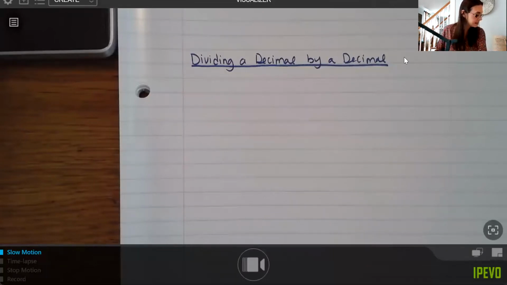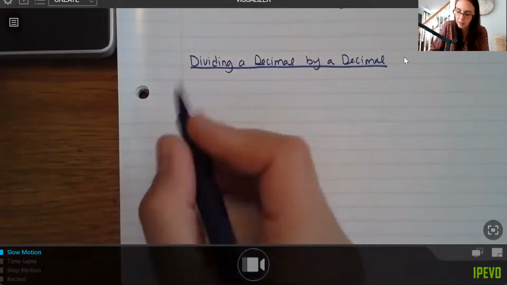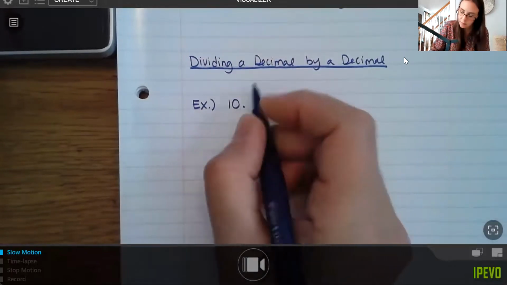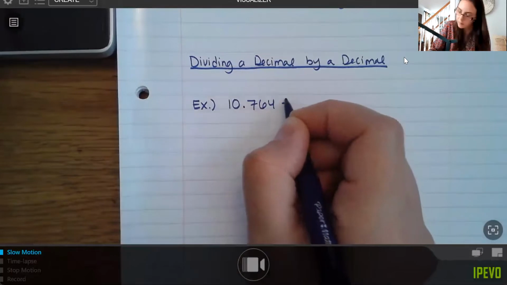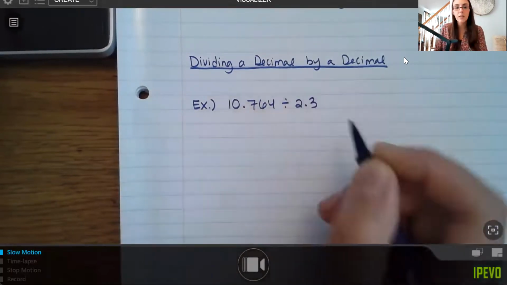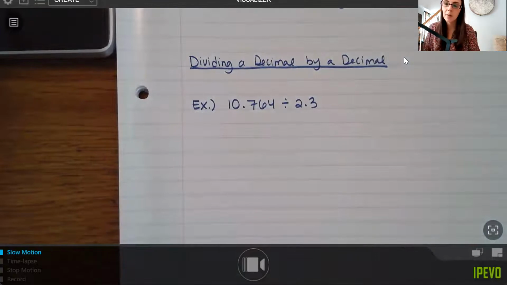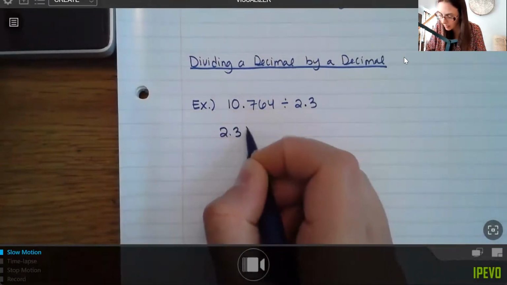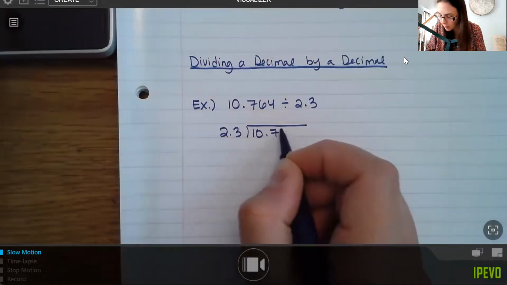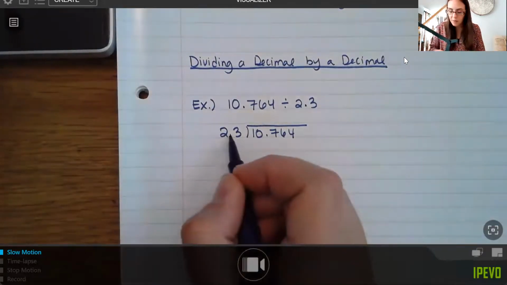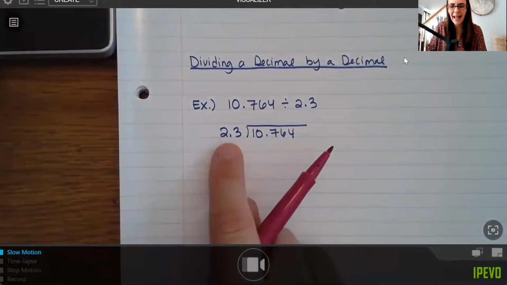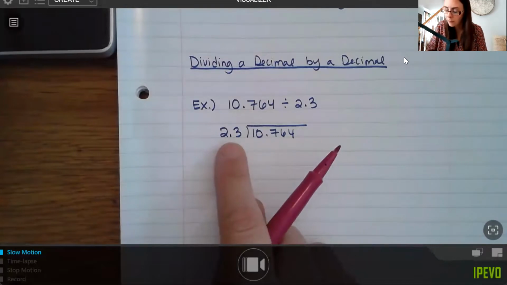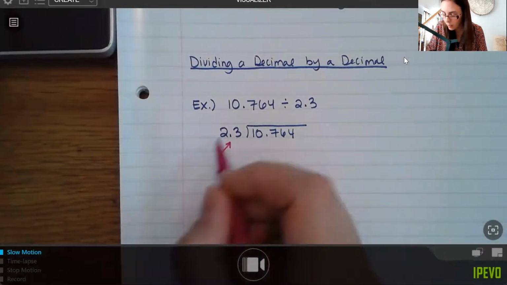All right, so I think this is easiest to see really just with an example. So let's do an example here. Let's do 10 and 764 thousandths divided by 2 and 3/10. So the way this is set up is 2.3 is on the outside, and then the 10.764 is on the inside. And what I've said before is it's really hard to think about how many times does 2 and 3/10 go into 10, right? That 3/10 is really weird for us to work with for division. So what we want to do is make this a whole number.